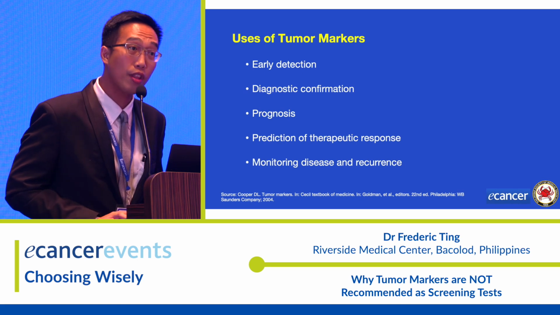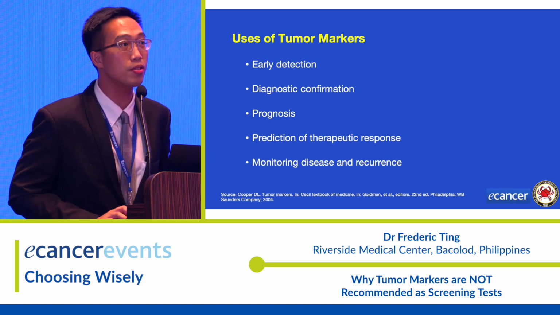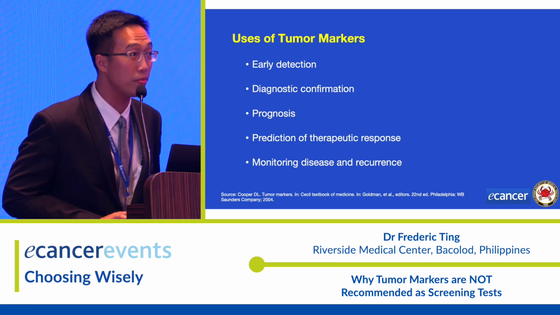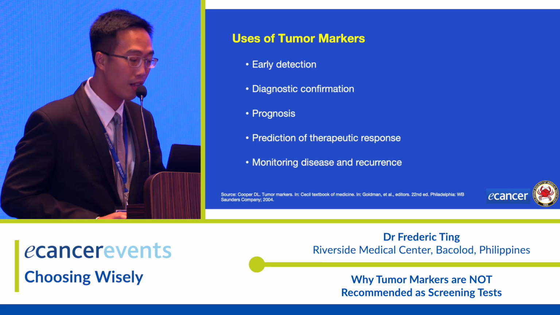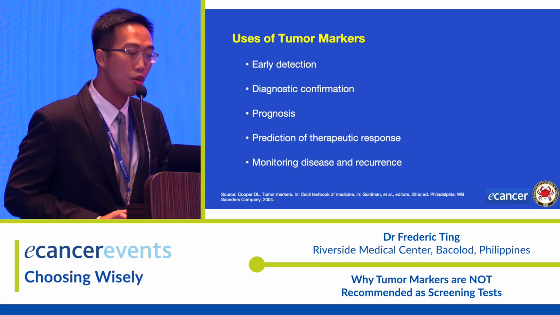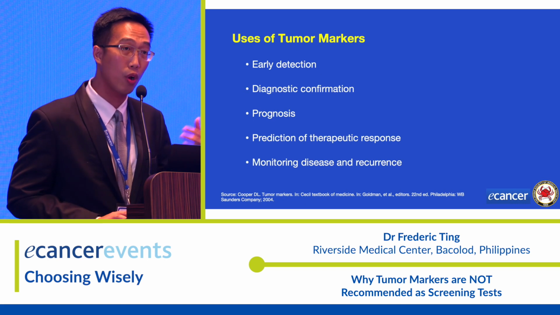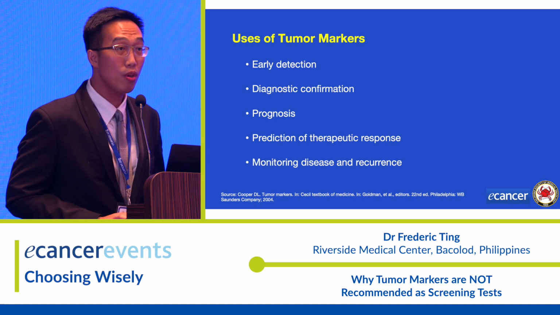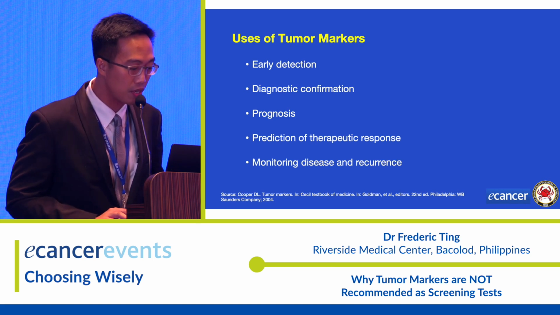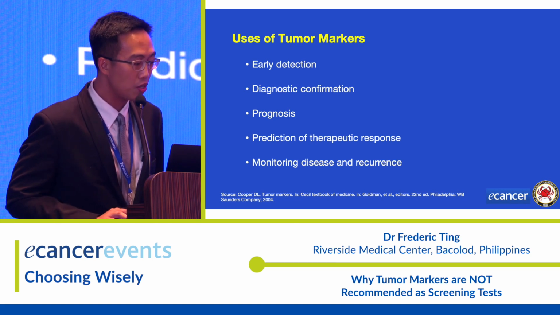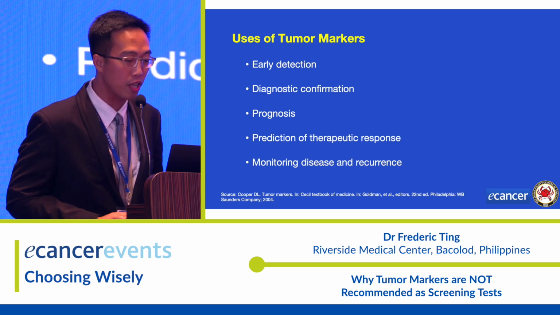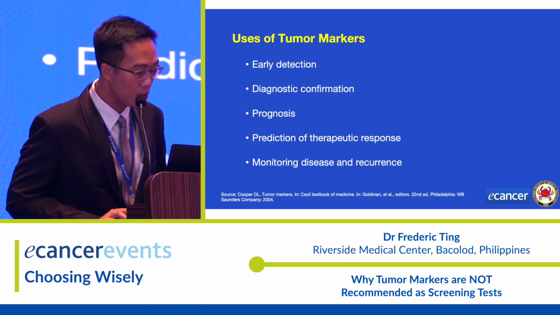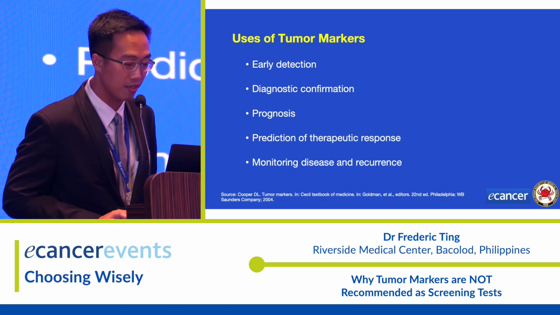So what are the different uses of these tumor markers? As mentioned earlier, they may have some benefit in early detection, but this statement we have to qualify later. They are also used for diagnostic confirmation or as part of a diagnostic battery of tests. They can be used to dictate the patient's prognosis, and of course for the prediction of therapeutic response in patients whom we are treating for malignancy. And they can also be used for monitoring disease and recurrence.